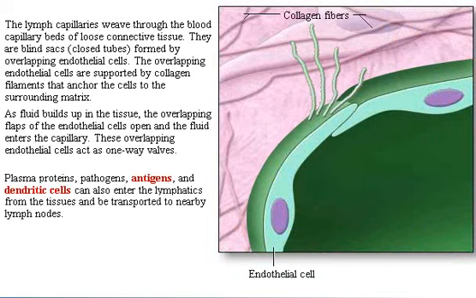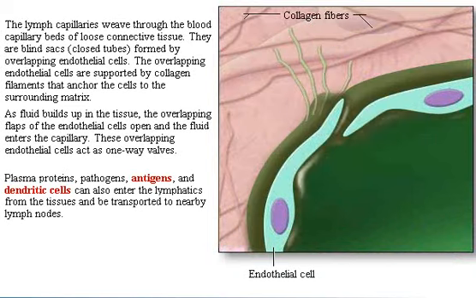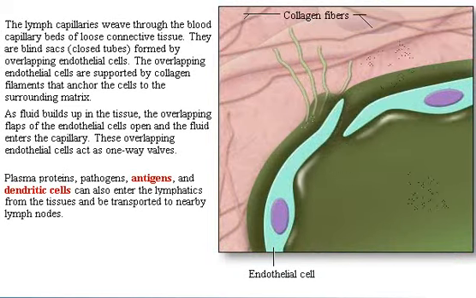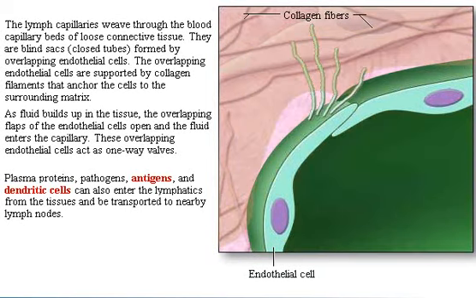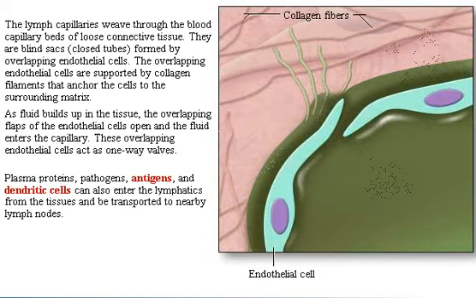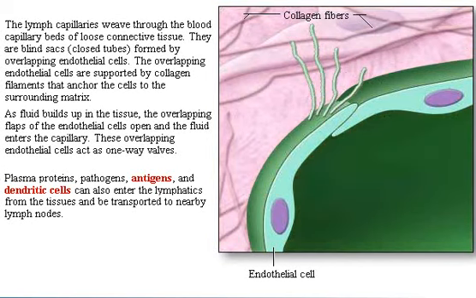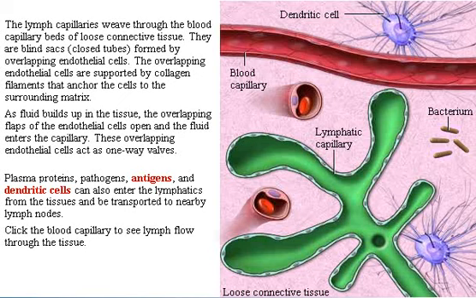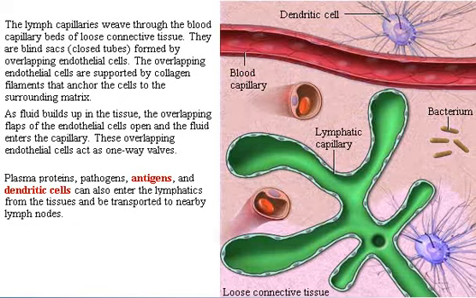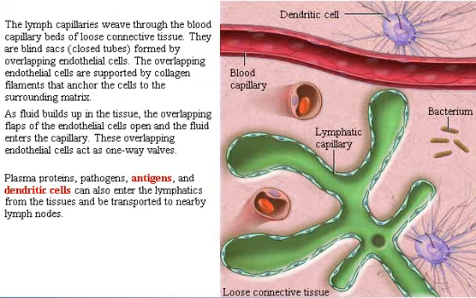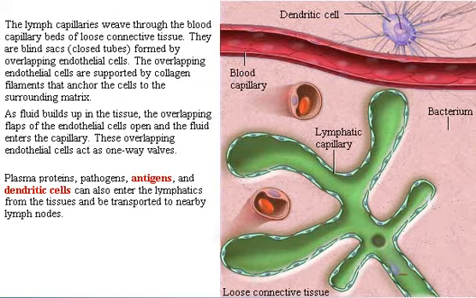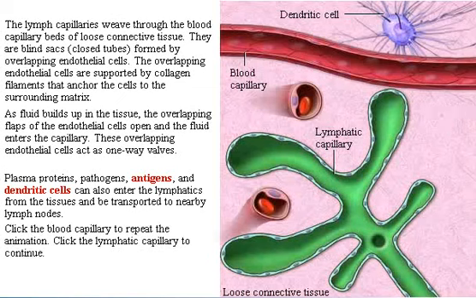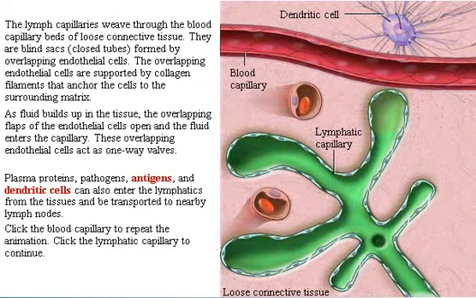Plasma proteins, pathogens, antigens, and dendritic cells can also enter the lymphatics from the tissues and be transported to nearby lymph nodes. Click the blood capillary to see lymph flow through the tissue. Click the blood capillary to repeat the animation. Click the lymphatic capillary to continue.